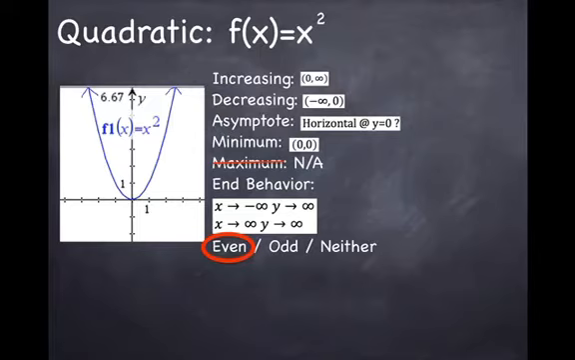For increasing and decreasing, please remember two things. You always start on the left of the graph and move to the right, and the increments are only the x values, not the y values.